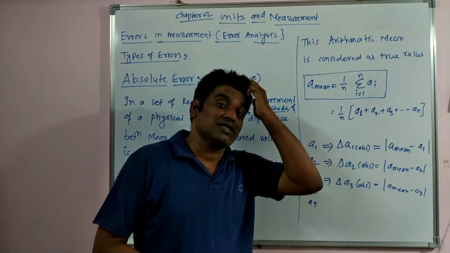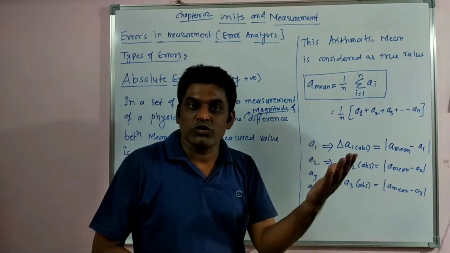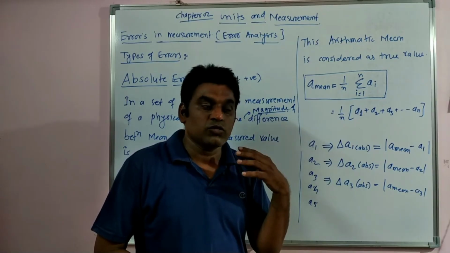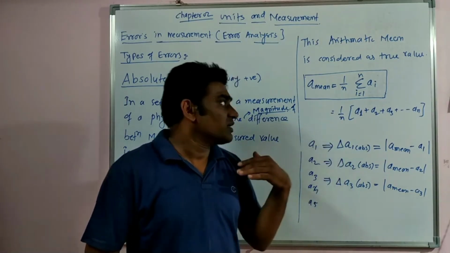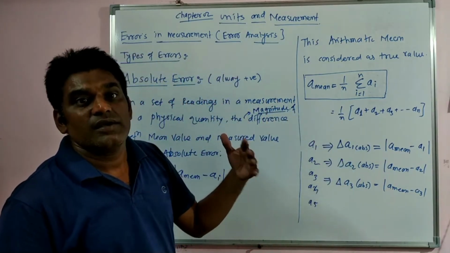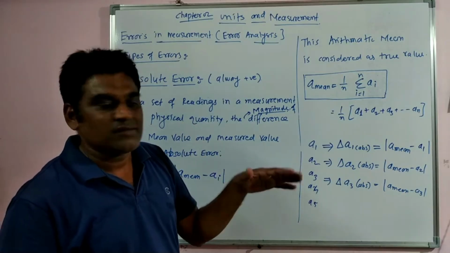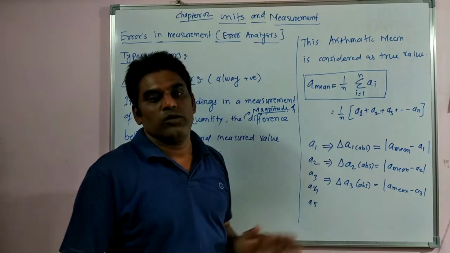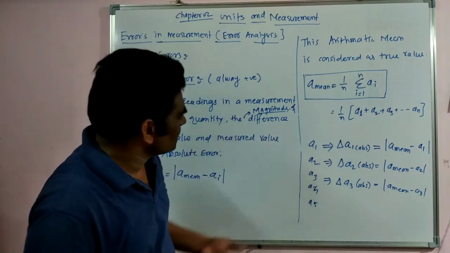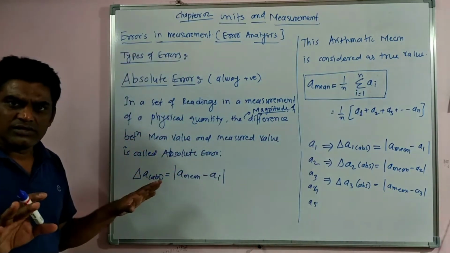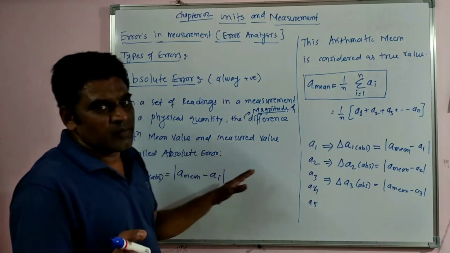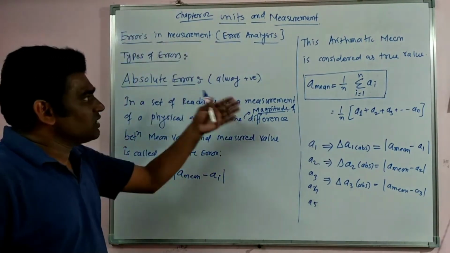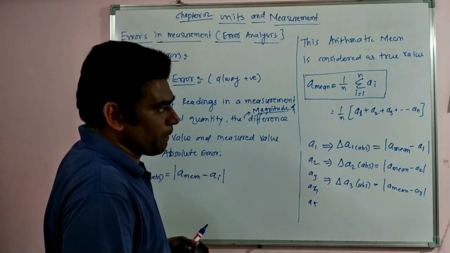I told you in the previous lecture also, no instrument is perfect, no operator or human being is perfect. So to measure the correct true value, by taking a number of readings and averaging them, we can get a true value, or we can consider it as a true value. Okay, and like this you can calculate errors. Simple, understood, no problem in this.